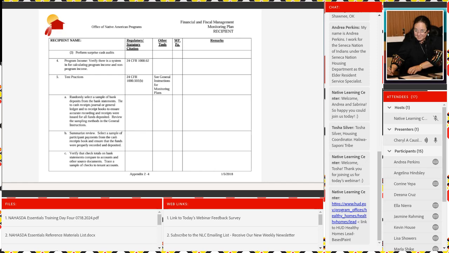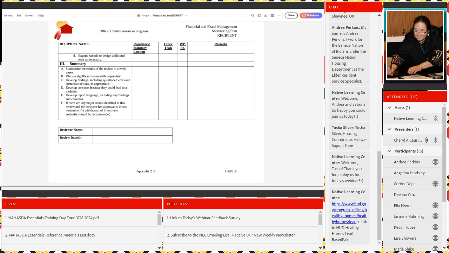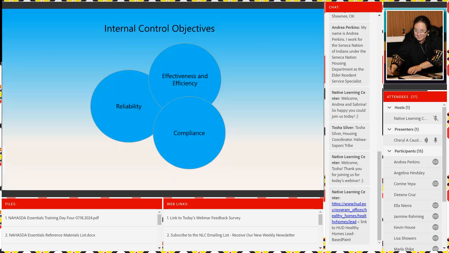Compare with the accounts and other source documents. Trace a sample of the checks to the tenant accounts. Expand, sample, or design additional tests as necessary. Summarize the results of the review in a work paper. Discuss the issues with the supervisor. Develop concerns. Develop findings. So that's basically what they look for. And those were in the links that we gave you, I think, on day 2.